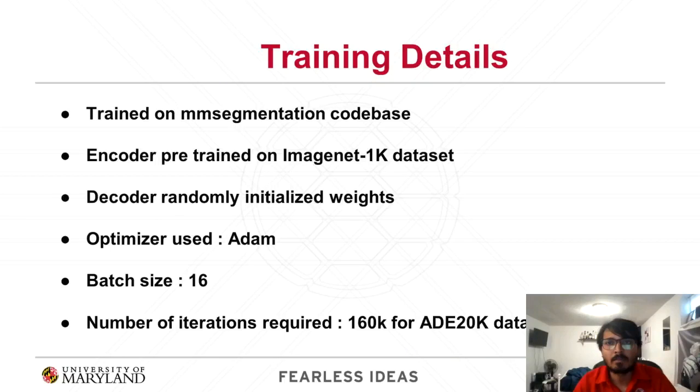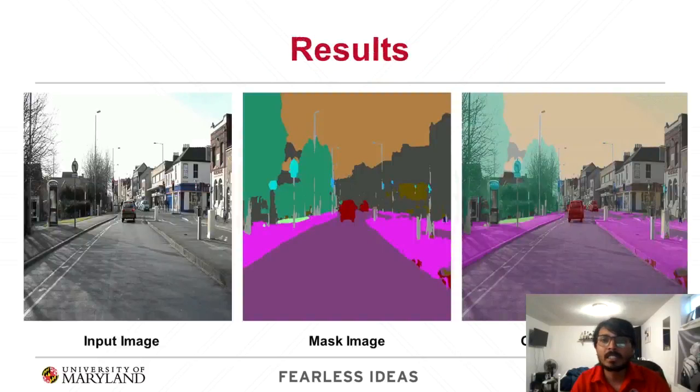As mentioned in the paper, the training details of SegFormer are shown in this slide. It was trained on the mmsegmentation code base. The encoder was pre-trained on the ImageNet-1K dataset, and the decoder was randomly initialized. The optimizer used was the Adam optimizer with a batch size of 16, and the learning rate was variable. They trained it for around 160k iterations on different datasets. As you can see, this is the kind of output that you can infer from SegFormer.